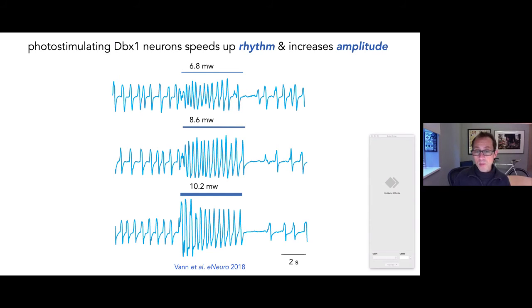And in all cases, the breathing rhythm speeds up, and that was what we predicted, but we saw something that we did not predict, and that is that the breathing movements also got larger. The amplitude of the breaths got bigger. So they sped up and they got bigger. So photostimulating this population both sped up the rhythm and increased the amplitude. So let's hold on to that observation and go to the next prediction.